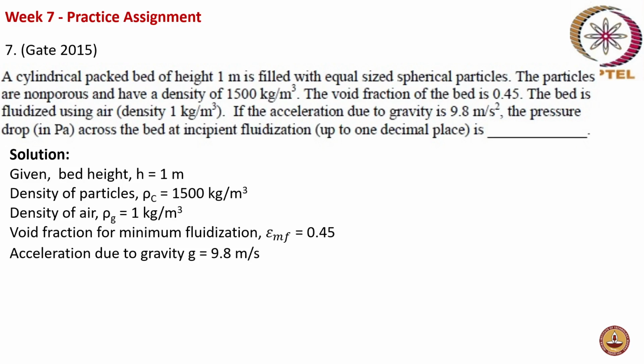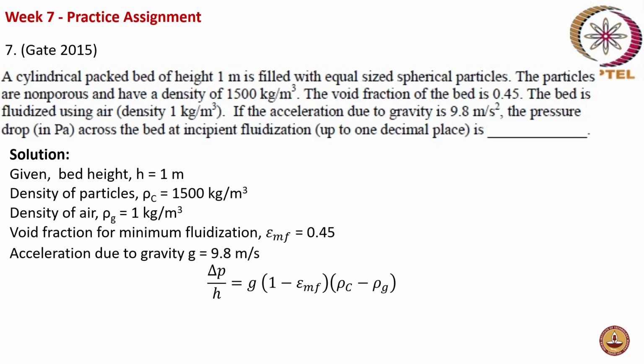Now what are we supposed to find? We are supposed to find the pressure drop, that is delta P. So the relationship is given by, so this is based on the gravitational force. So delta P by H is equal to g into 1 minus void fraction at minimum fluidization multiplied by density of the catalyst minus density of gas.